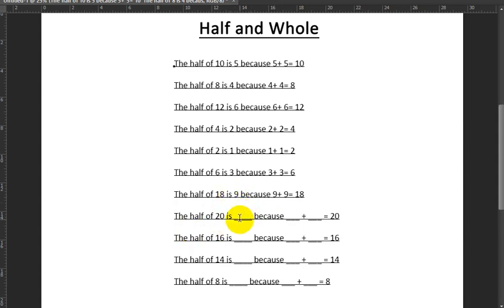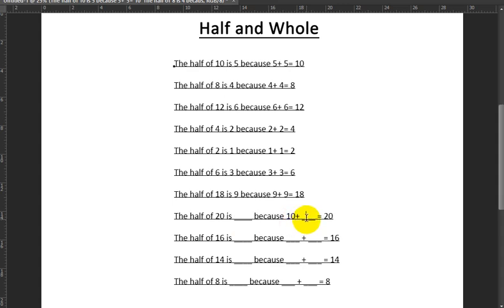Now we want the half of 20. 1 and 1 gives me 2. 2 and 2 gives me 4. 3 and 3 gives me 6. 4 and 4 gives me 8. 5 and 5 gives me 10. 6 and 6 gives me 12. 7 and 7 gives me 14. 8 and 8 gives me 16. 9 and 9 gives me 18. 10 and 10 gives me 20. Okay, there we go. 10 and 10.